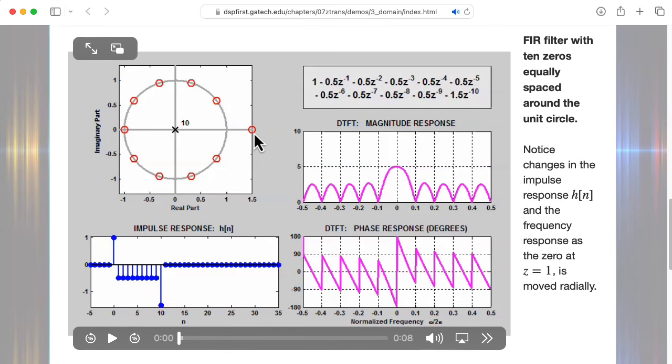So in this particular example, the 0 on the right is going to be pulled inward along the real axis. Eventually it's going to hit the origin where it's going to cancel with one of the poles. So the little x here would change from a 10 to a 9.